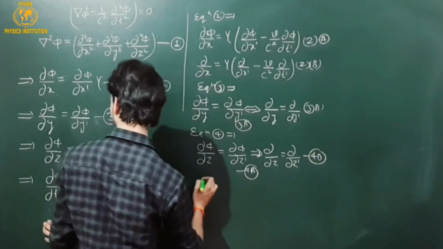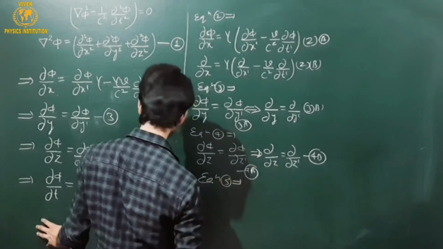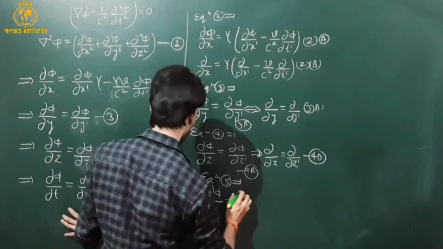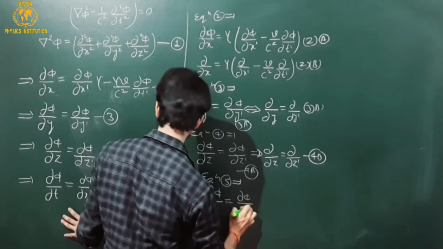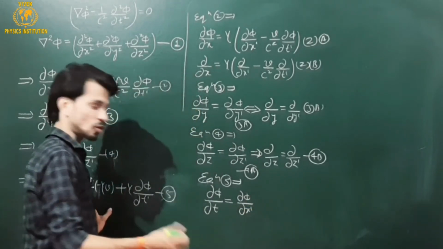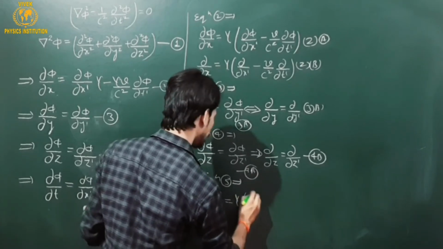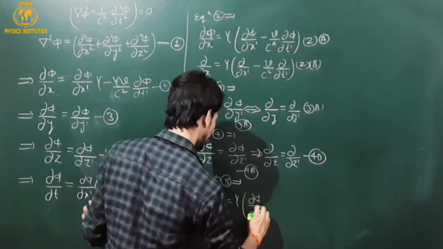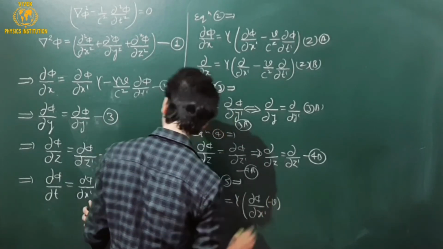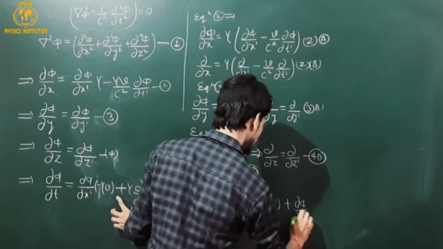Similarly, equation 5 will take this form. Equation 5 is ∂φ/∂t = ∂φ/∂x' times minus γ. Let me take γ as common. So I am taking γ as common, and I will get ∂φ/∂x' minus v, plus ∂φ/∂t'.